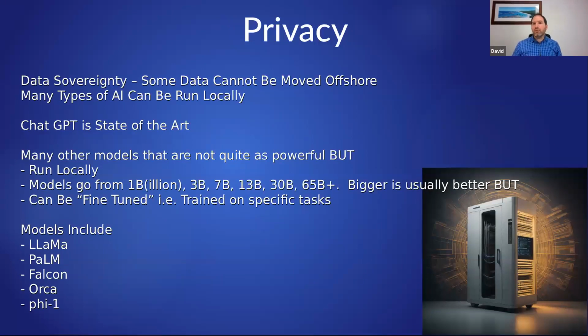So that's the examples. Now, a lot of people have been asking about privacy. Some people have confidential information that can't be moved offshore. And there are types of AIs that can be run locally. Now, ChatGPT is state of the art. It is a very, very powerful AI. It is very, very capable, but it's in the US. And that means that if your clients or you're regulated and you can't move your data offshore for whatever reason, then you wouldn't be able to use ChatGPT.